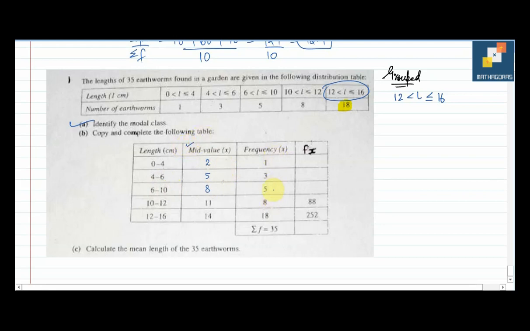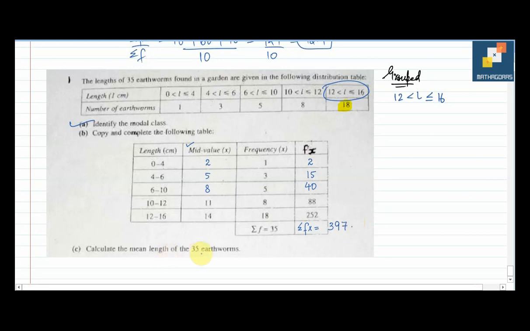The frequencies are known. So what you need to do is find fx. For fx, you need to multiply these two. So 2 ones are 2, 5 threes are 15, 8 fives are 40, and the rest of the two values are already solved. Now you need to add all those values to find the summation of fx. So now it will be 2 plus 15, it's 17, plus 40, 57, plus 88, 145, plus 252 gives you the value of 397. Alright, that is your summation fx.